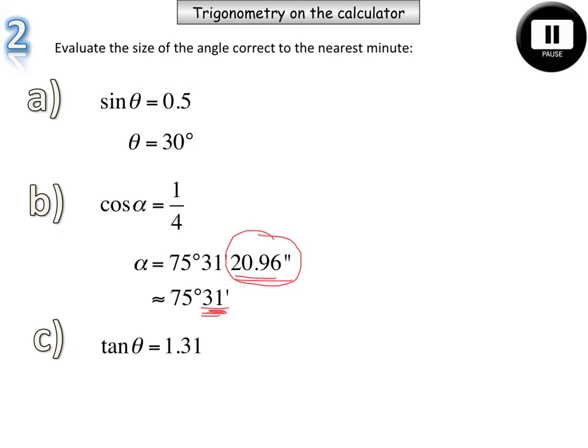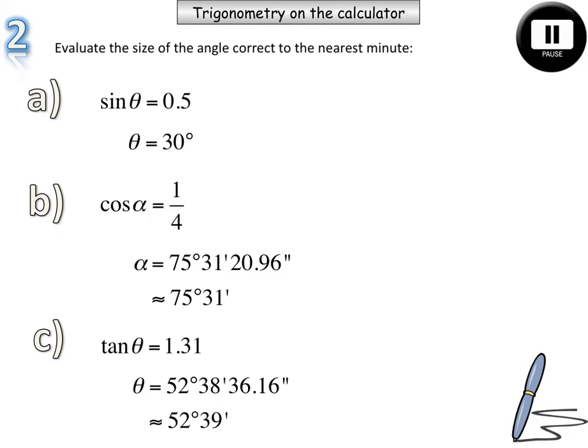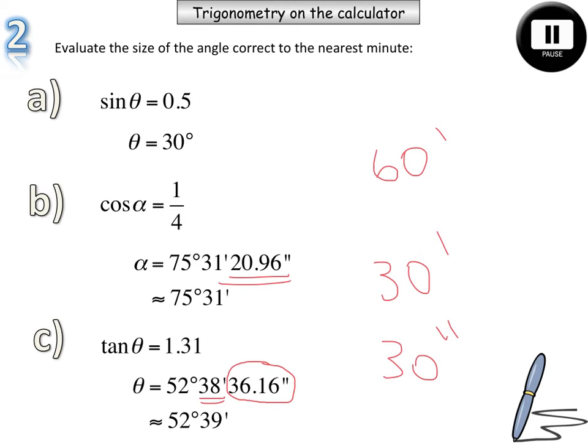The next one, we'll have to be very careful with our rounding. So we do the inverse tan of 1.31. This here is bigger than 30, so therefore it rounds this up to 39. It's like when we round with decimals, the halfway point is 0.5. In this case, because we're looking at 60 minutes, the halfway point is 30 minutes. Or even when we're looking at the seconds, 30 seconds is the halfway point.